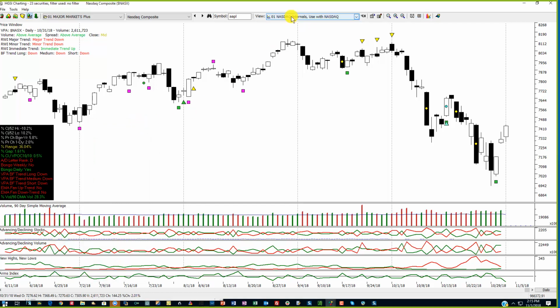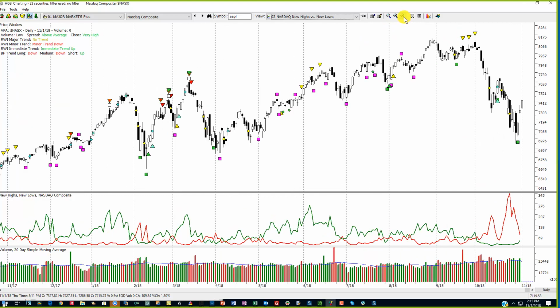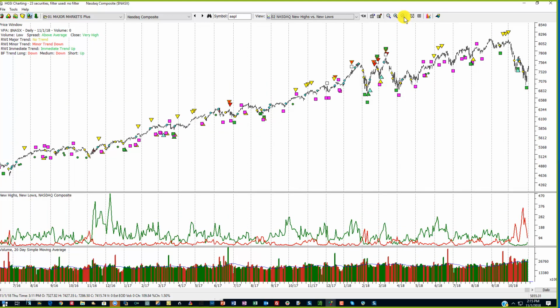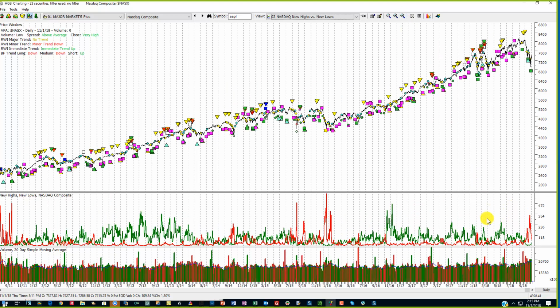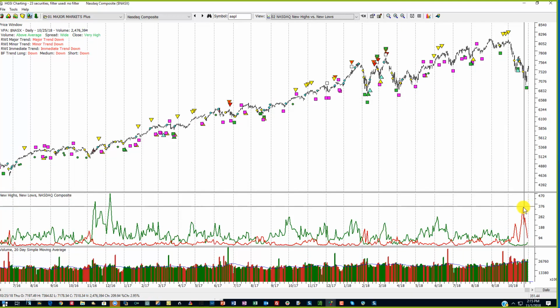In addition to this chart, you should look at this one. This is the new highs versus the new lows. You can see when this Nasdaq was in free fall that the new lows spiked up very high here. And I'm going to zoom clear out on here, and you can see how unusual this spike was, which indicates that we're more than likely getting to an oversold condition.